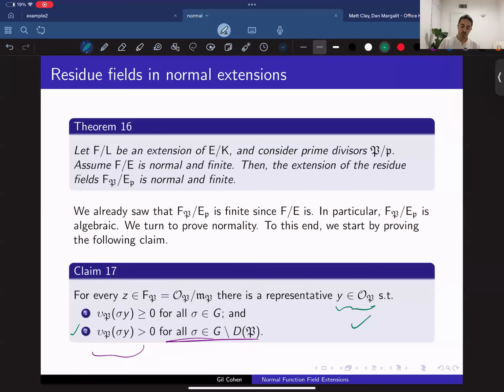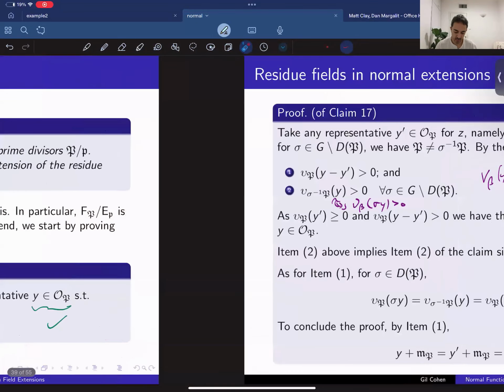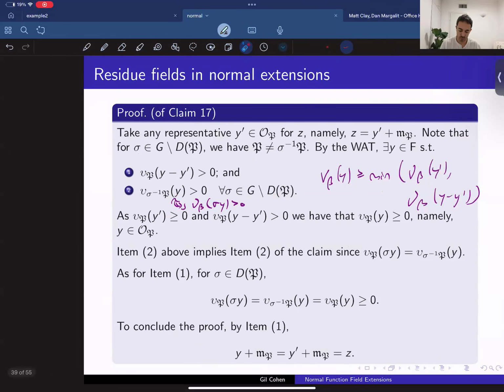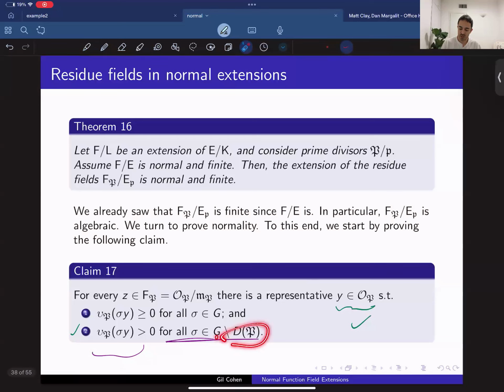And now let's check that item one holds, that for every sigma in G, v_P of sigma y is at least 0, including 0 potentially. So actually for sigma that is in G and not in D_P, I mean, for sigma which is not in the decomposition group, we actually have a strict inequality. So all we are left with is handling those sigmas that are in the decomposition group, right?